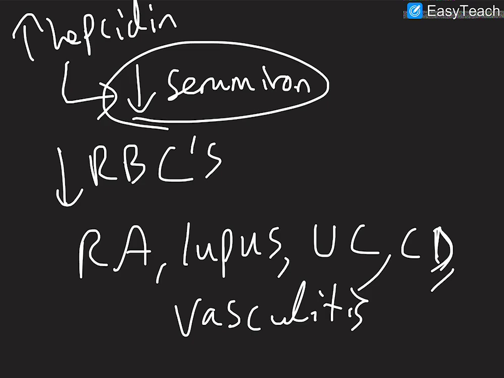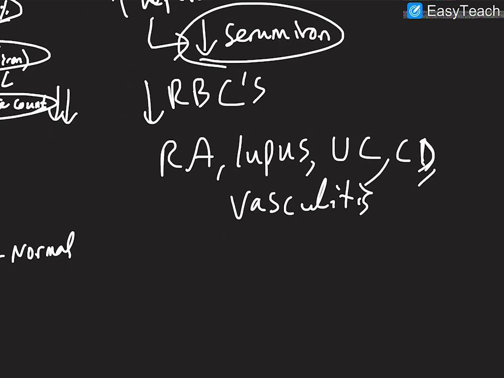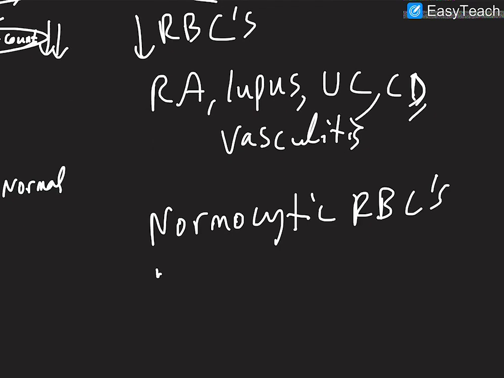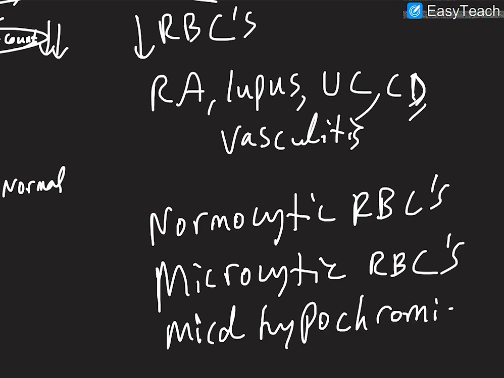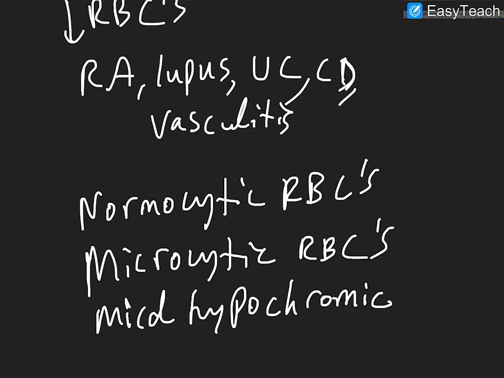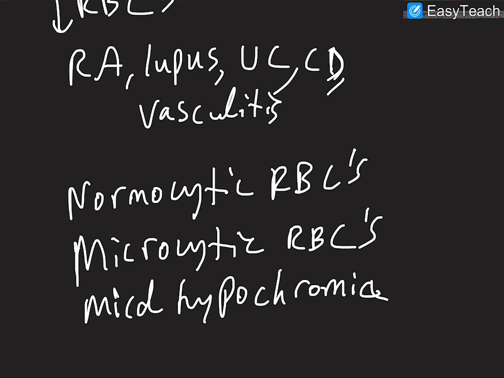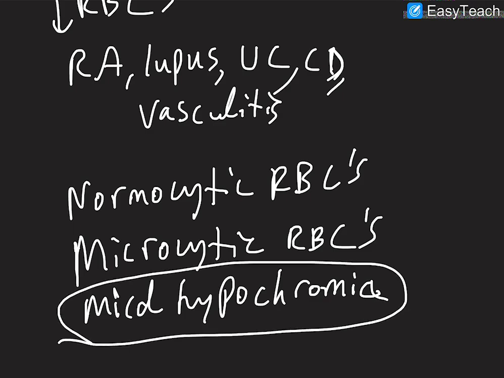All right, so if you did a peripheral blood smear in a patient with anemia of chronic disease, you could see normocytic red blood cells, especially early on, but later, in the late stage, you can see microcytic red blood cells. All right, and then of course you can have mild hypochromia because you don't have adequate serum iron levels, which means you don't have adequate production of hemoglobin. But it's not as bad as iron deficiency anemia. So you can see mild hypochromia, okay?